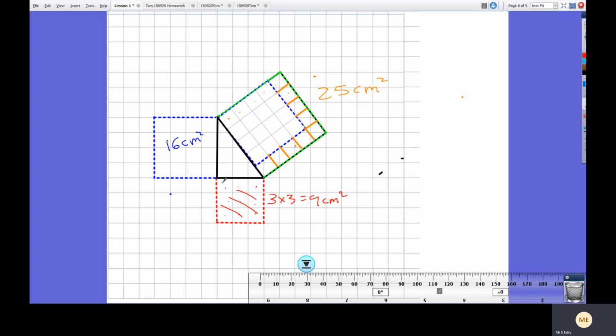So if we look at the areas of the squares coming off the sides, for the red square we have 9 centimeters squared. For the blue square we have 16 centimeters squared.